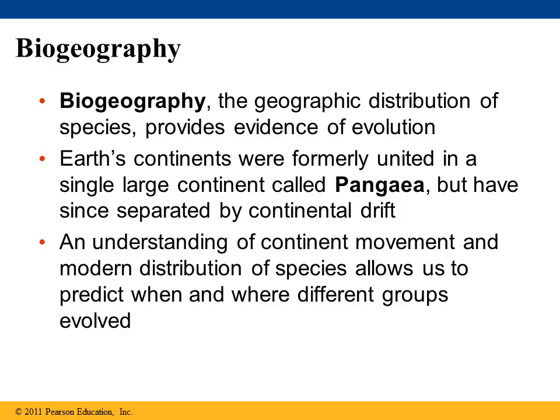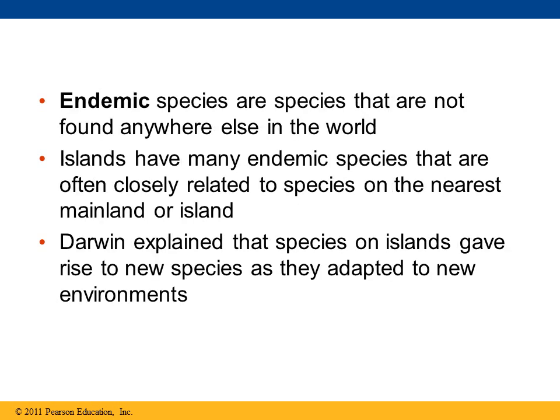Now, biogeography is a separate field that looks at where organisms are from and helps provide evidence of evolution. Earth's continents were formerly united in a single large continent called Pangaea, but has since separated by continental drift, which we will talk a little bit about later. An understanding of continent movement and modern distribution of species allows us to predict when and where different groups evolved.